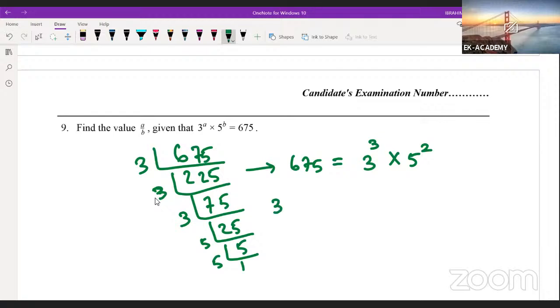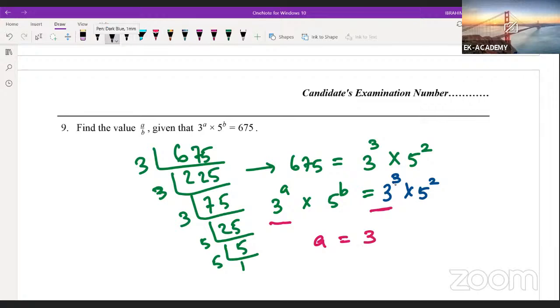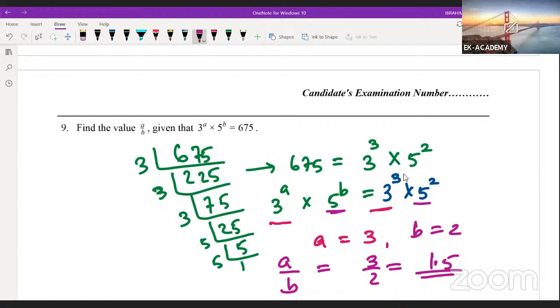And so the equation now will be 3 power a times 5 power b equals 3 power 3 times 5 square. We are going to compare, of course, terms which are related. So 3 power a is compared with 3 power 3, and we say that a equals 3. And we compare also 5 power b and 5 square, meaning that b equals 2. But we are looking for a over b. So a over b will be 3 over 2. You can write it as 1.5. That is question number 9.